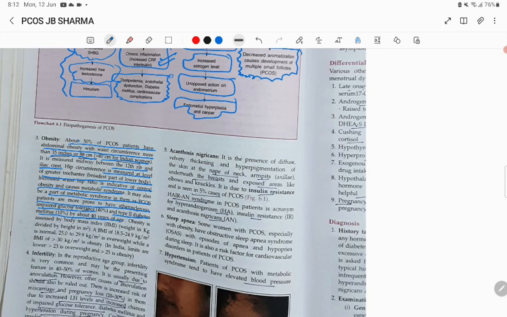Obesity is assessed by BMI, that is weight in kg divided by height in meter square. A BMI of 18.5 to 24.9 kg per meter square is normal body weight as per other countries. 25 to 29.9 kg per meter square is overweight, while a BMI of more than 30 is obesity. In India, the limit is more than 23 is overweight, and more than 25 is obesity.